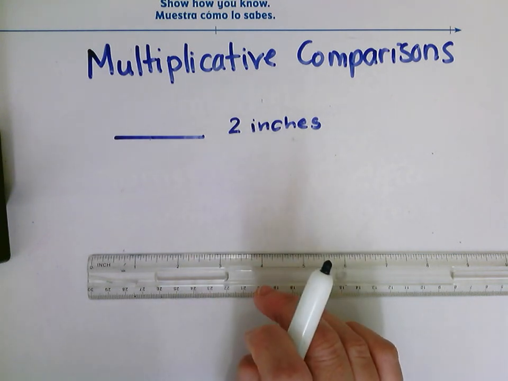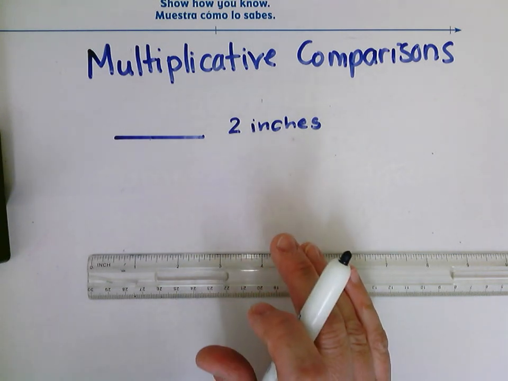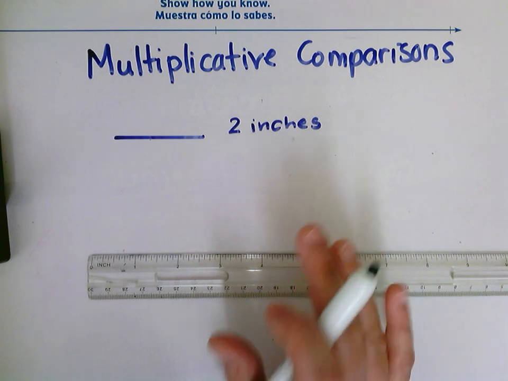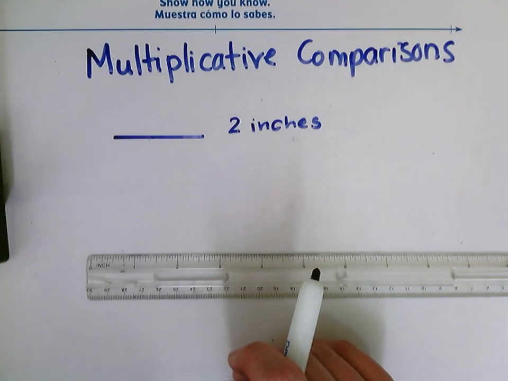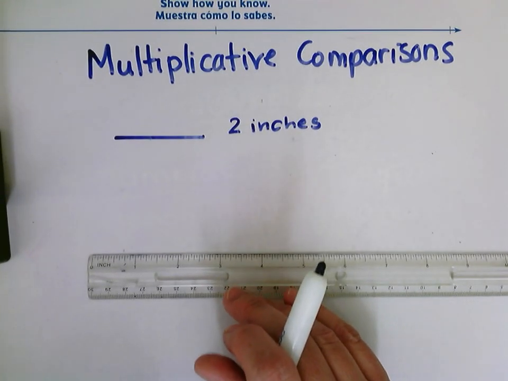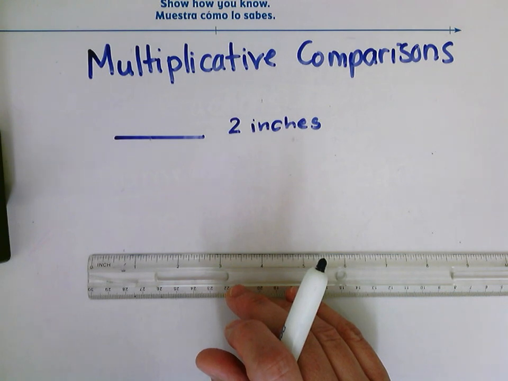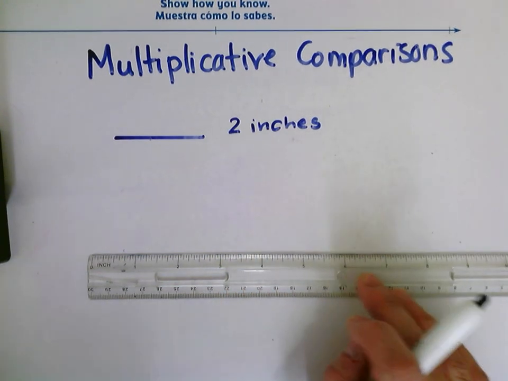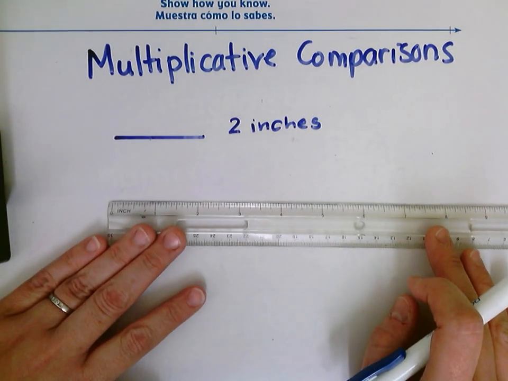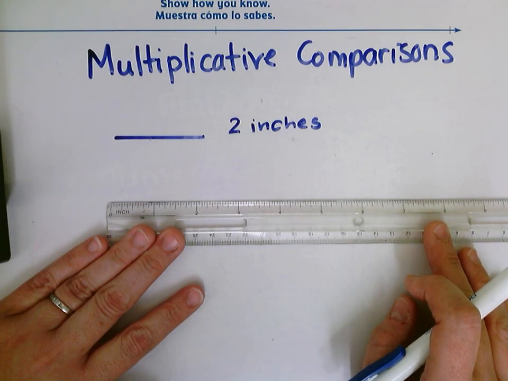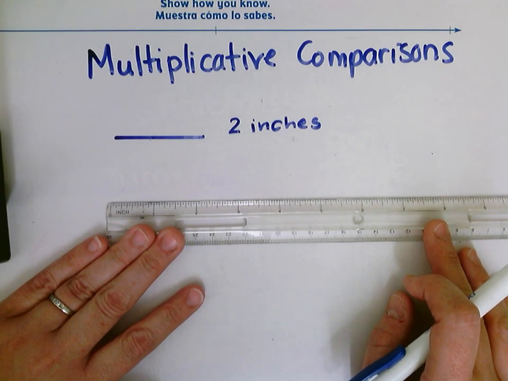And what I'd like for you to do now is I want you to try to draw a line that is exactly 3 times as long as this first line. Can you draw a line that is 3 times as long as this first line? How long was the line that you drew?